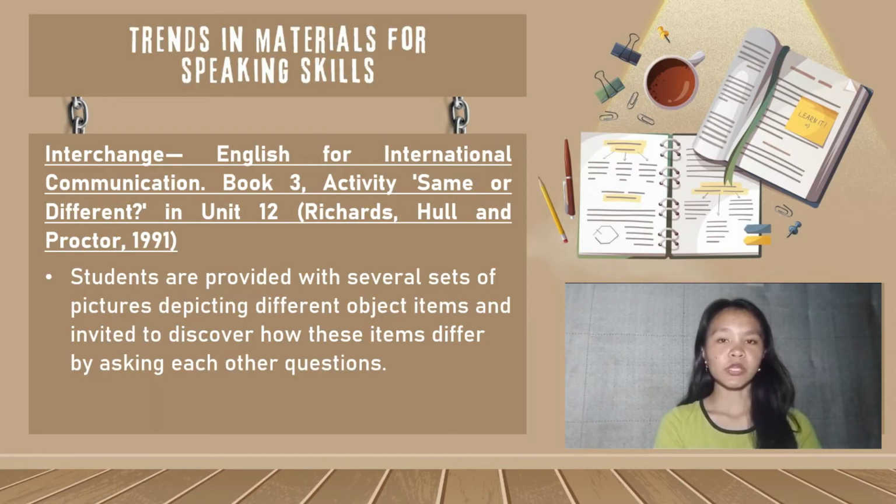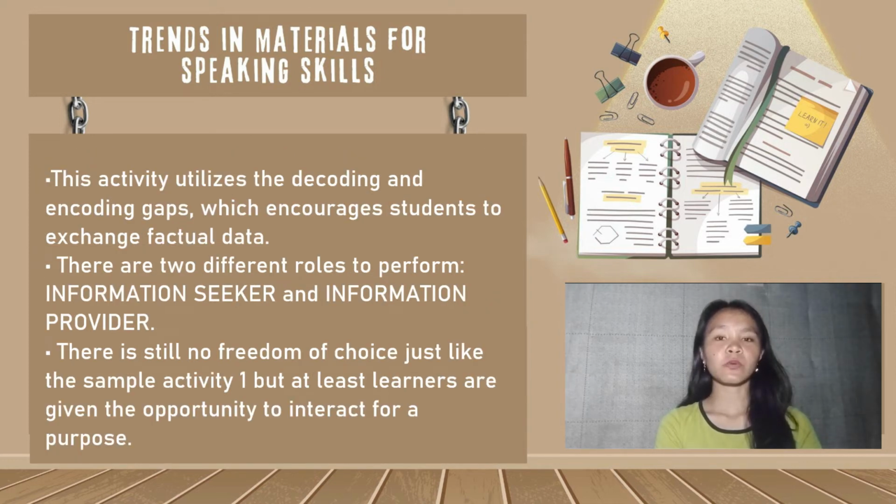Next is Interchange, English for International Communication, Book 3 Activity, Same or Different, in Unit 12, Richards, Hull, and Proctor 1991. Students are provided with several sets of pictures depicting different object items and invited to discover how these items differ by asking each other questions. This activity utilizes the decoding and encoding gaps, which encourages students to exchange factual data.